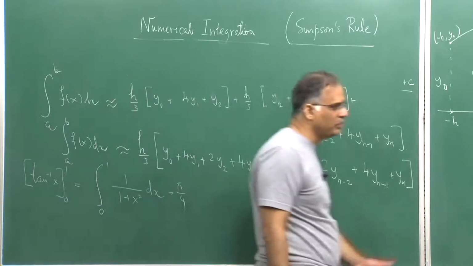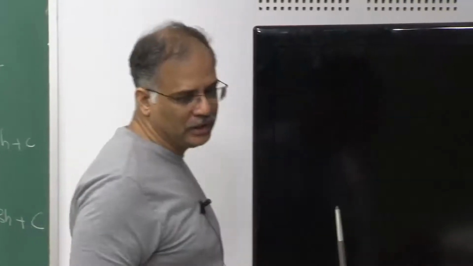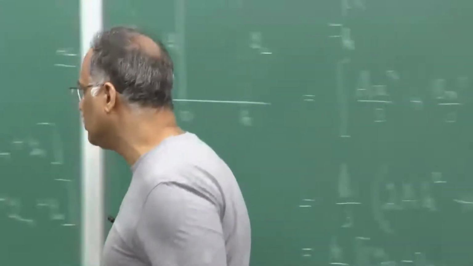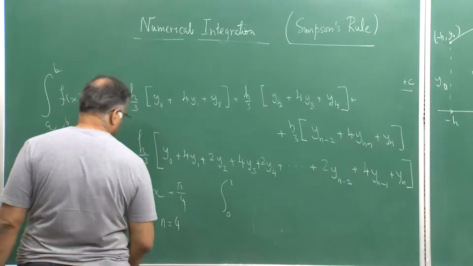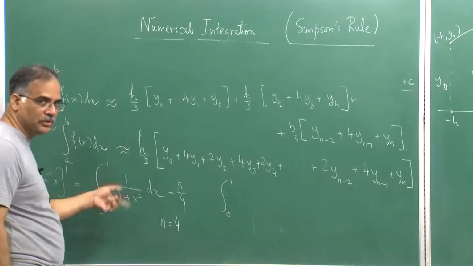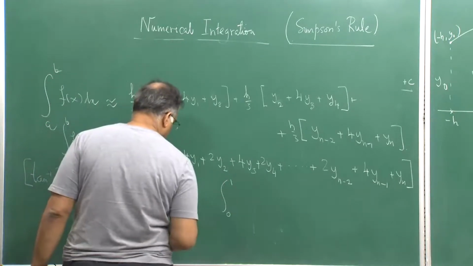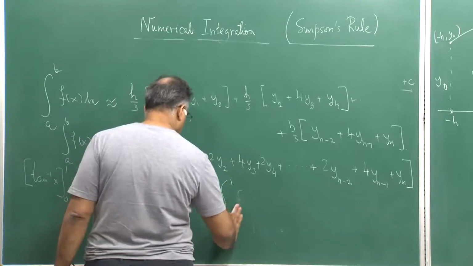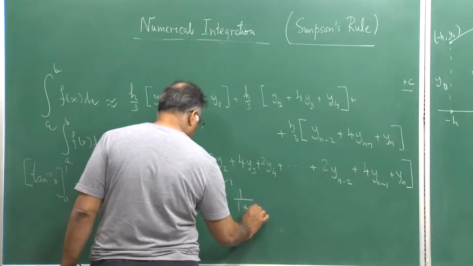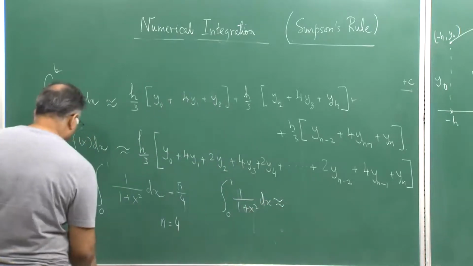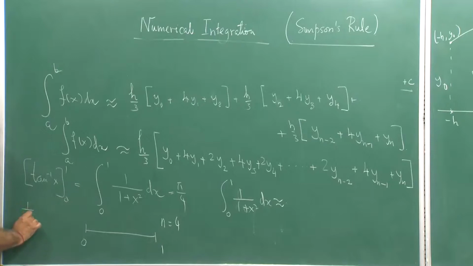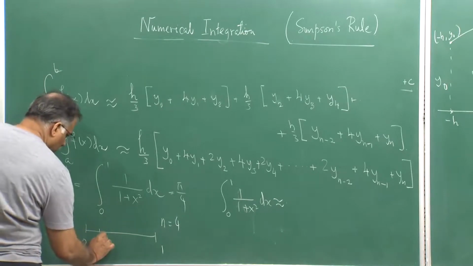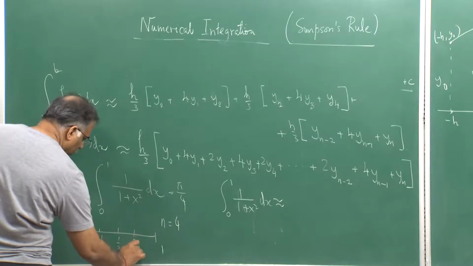So, let us see what is the difference between pi by 4 and this integral if we compute it numerically. Let us use Simpson's rule with n equal to 4, so you have to evaluate this function at these points. So n equal to 4 means, between the interval 0 and 1, h is (1 minus 0) by 4. So, it is 0 to 1/4, 1/4 to half, half to 3/4 and 1.